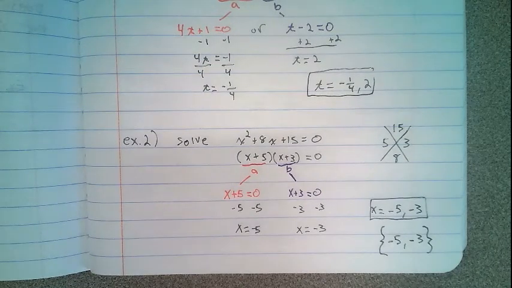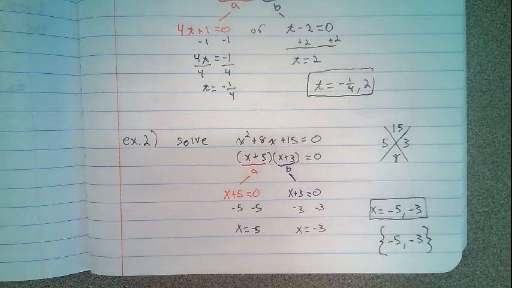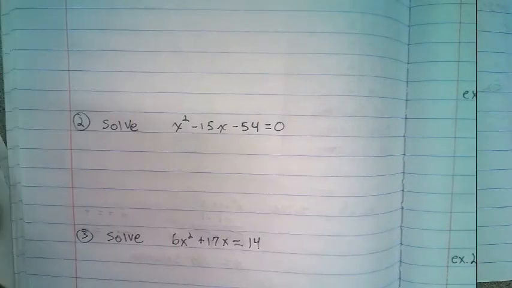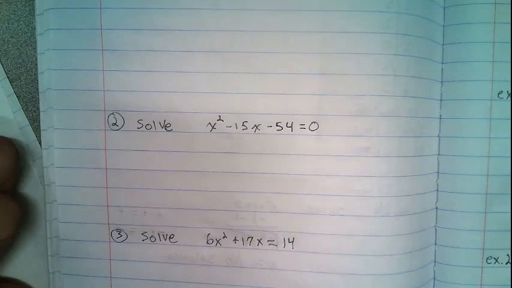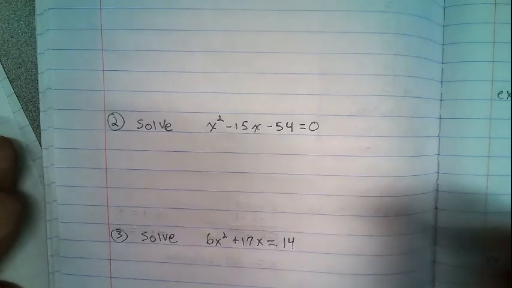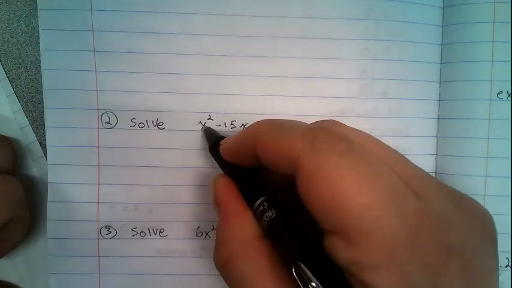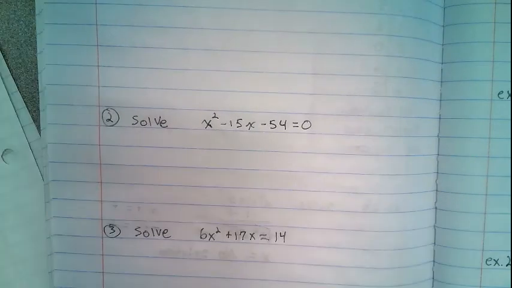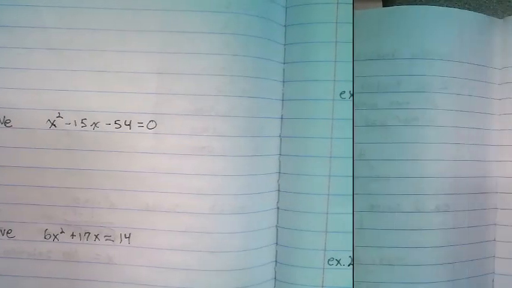You don't see it often right now, but when you start to get to higher level math classes, they often give answers to equations that have multiple solutions in a roster form. So negative 5, negative 3. In your book, you're going to solve the equation x squared minus 15x minus 54 equals 0. And check your answer with your teacher when you're ready to move on.